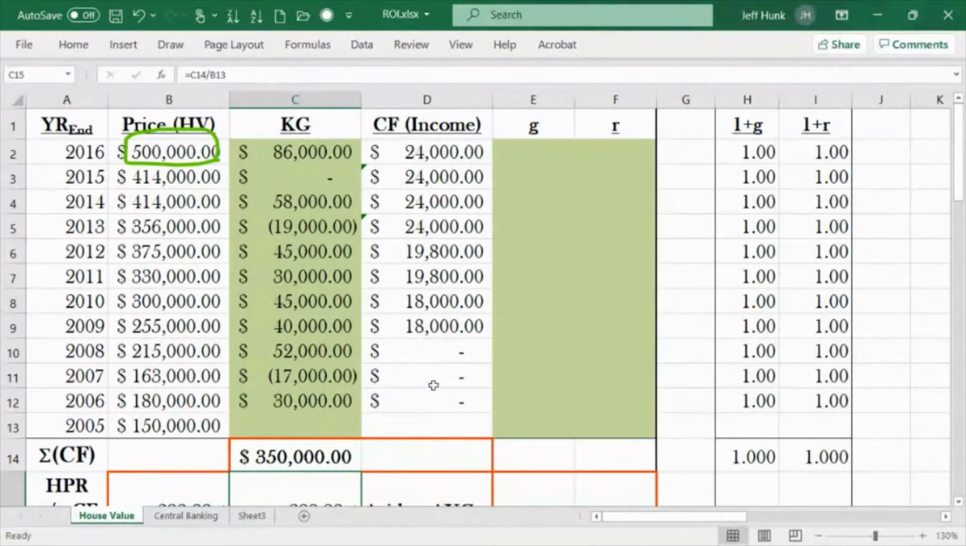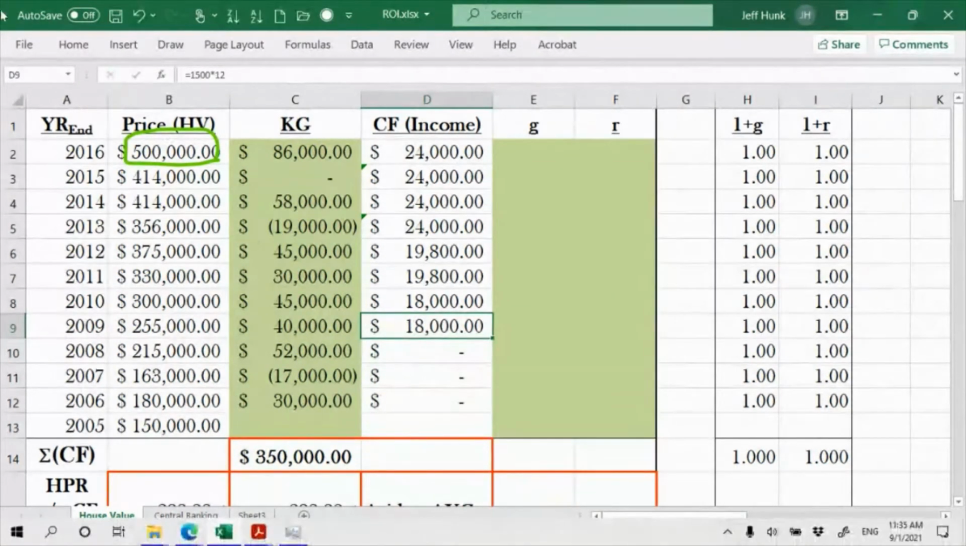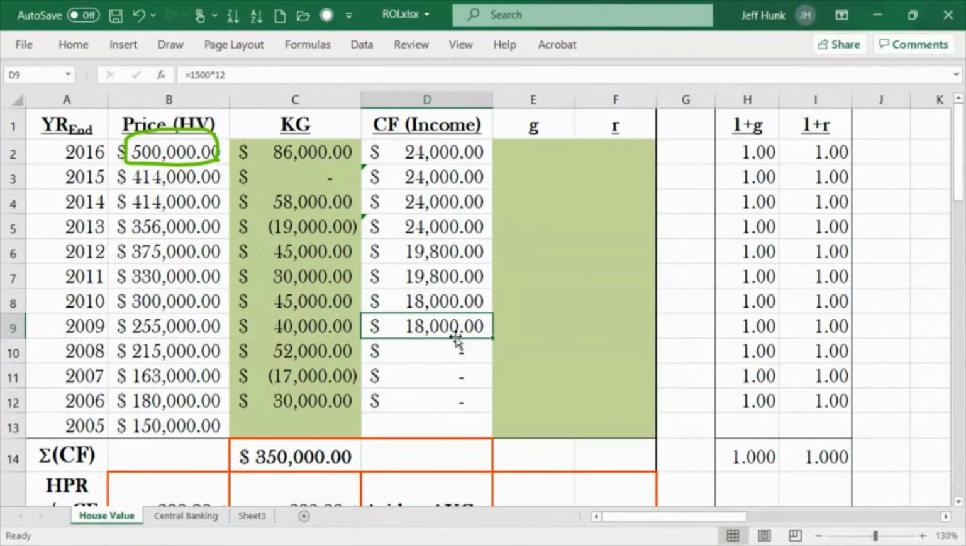And then from the fourth year, you started to rent it out. And these are annual rents because we are dealing with annual data. So if the annual rent is something like this, you can easily tell that monthly, the rent was 1,500.